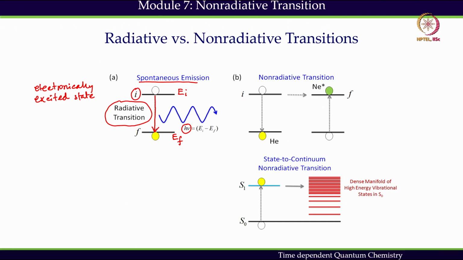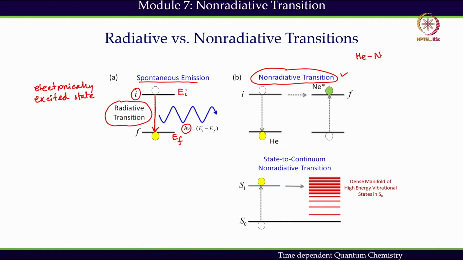An excited quantum system can also spontaneously undergo a non-radiative transition. As the name suggests, the transition will not be associated with any emission of a photon, any light. It will not accompany emission of a photon. A good example of non-radiative transition is the working principle of the helium neon laser.